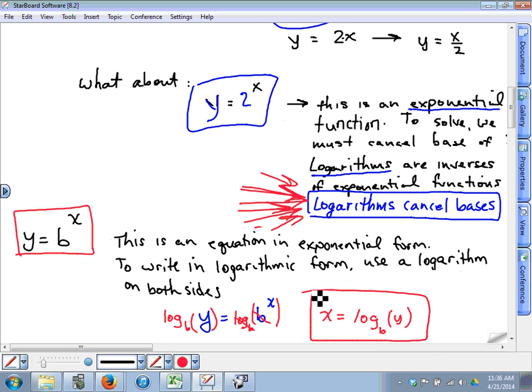This is exactly the same as that. They mean the exact same thing. This is just called logarithmic form. This is called exponential form. But again, they mean the exact same thing. They're just written differently. Y equals b to the x is the same thing as x equals log base b of y.